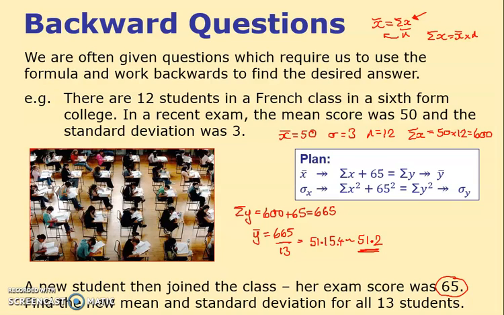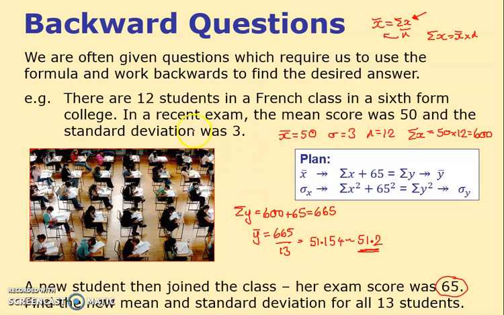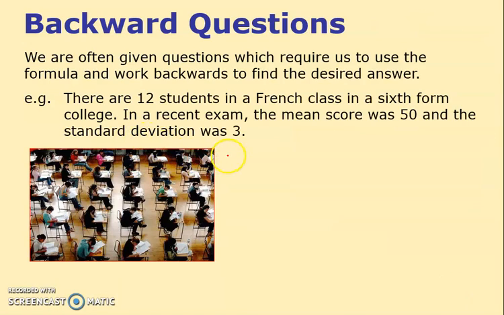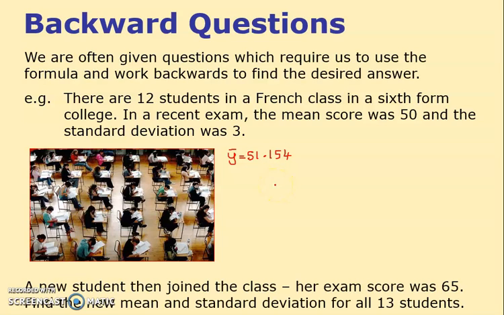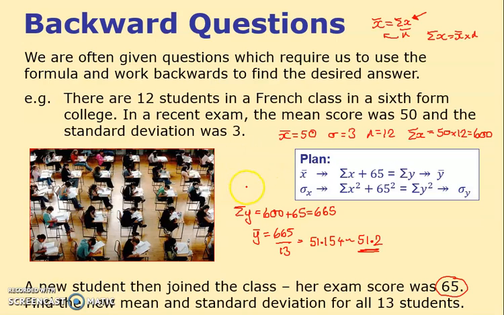So now I've got that, and let's just write it down on the next slide. So what did I have? I had y bar is 51.154. Now, the thing it says next, of course, is that this new student comes along, and well, let's find our plan. What was our plan?